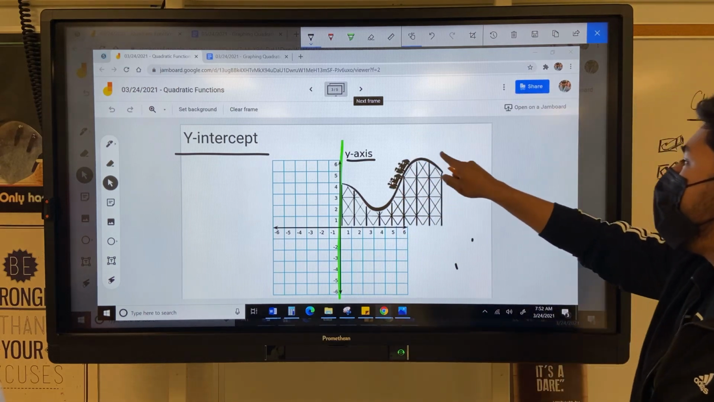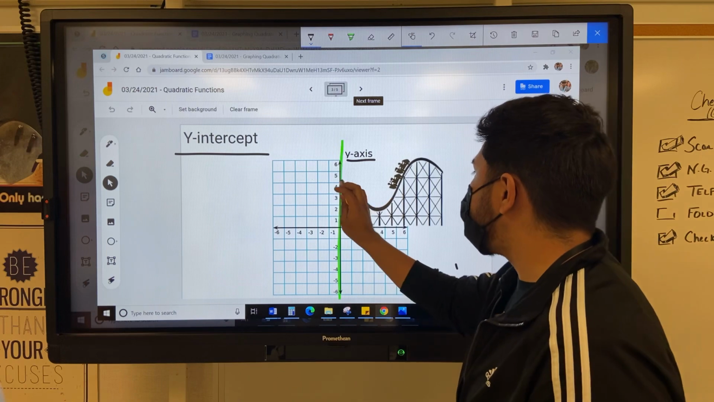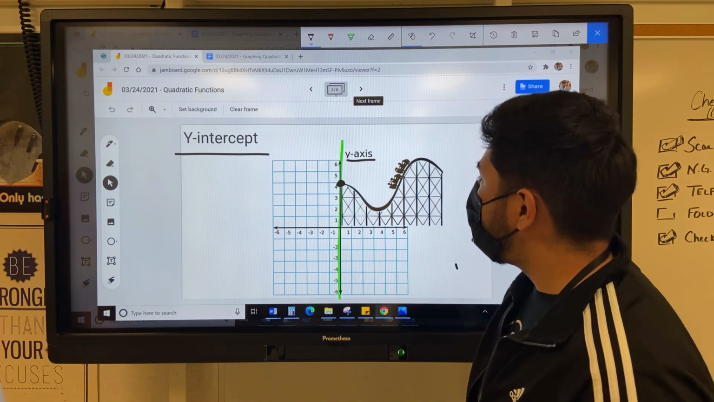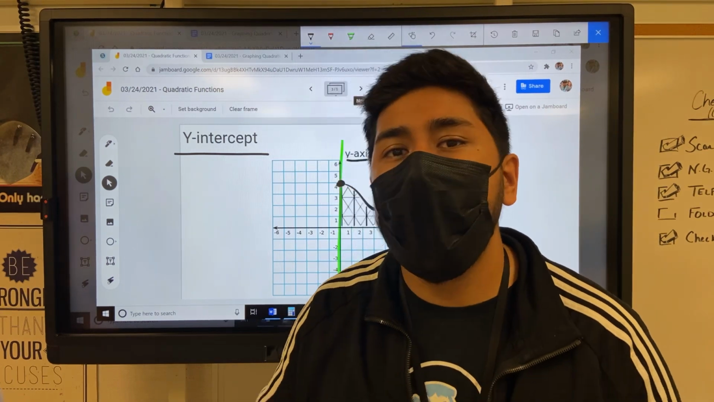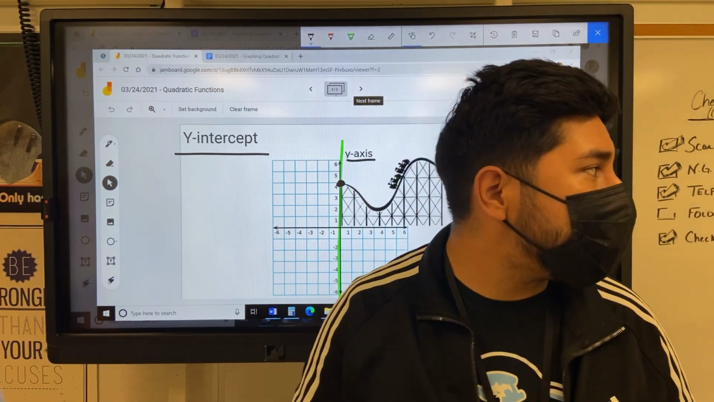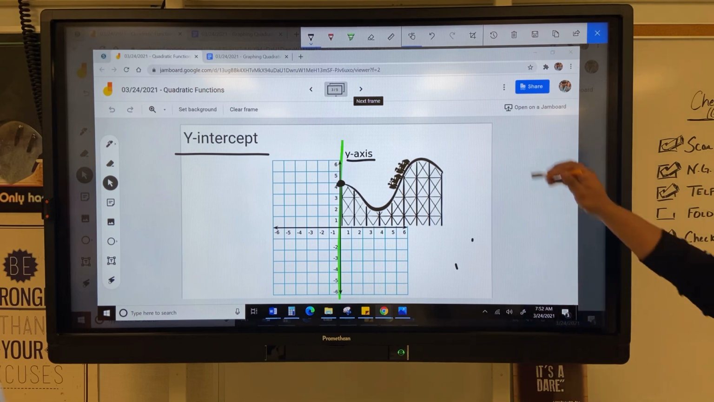Now I know the roller coaster is almost over, but where did it start? Holy shoots. Started right there. That tells me a significant thing. What my y-intercept is, you should be able to plot the coordinates. Give me 1 second. Next.